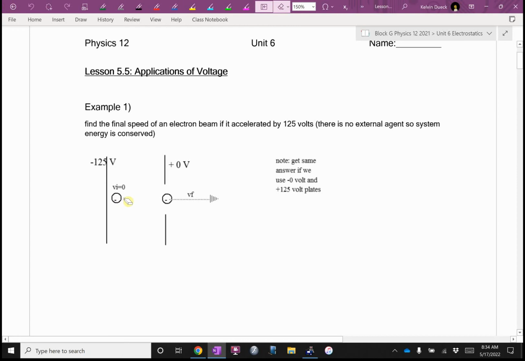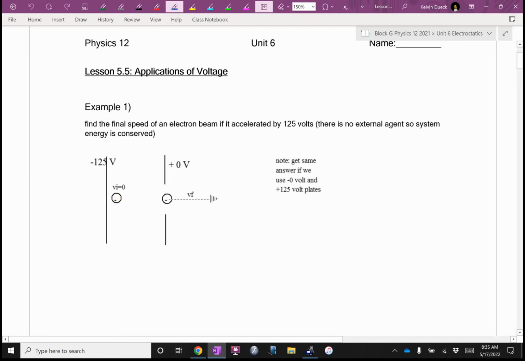If we put a negative charge right there, an electron, and you know that this plate is negatively charged and this plate is positively charged, which way will this move? To the right. If you're looking for a good analogy for voltage, my analogy for voltage is that it's kind of like height. Moving this electron through 125 volts is sort of like lifting something up to 125 meters. When you lift it up, you've given it gravitational potential energy. By putting this electron here, we gave it electric potential energy.